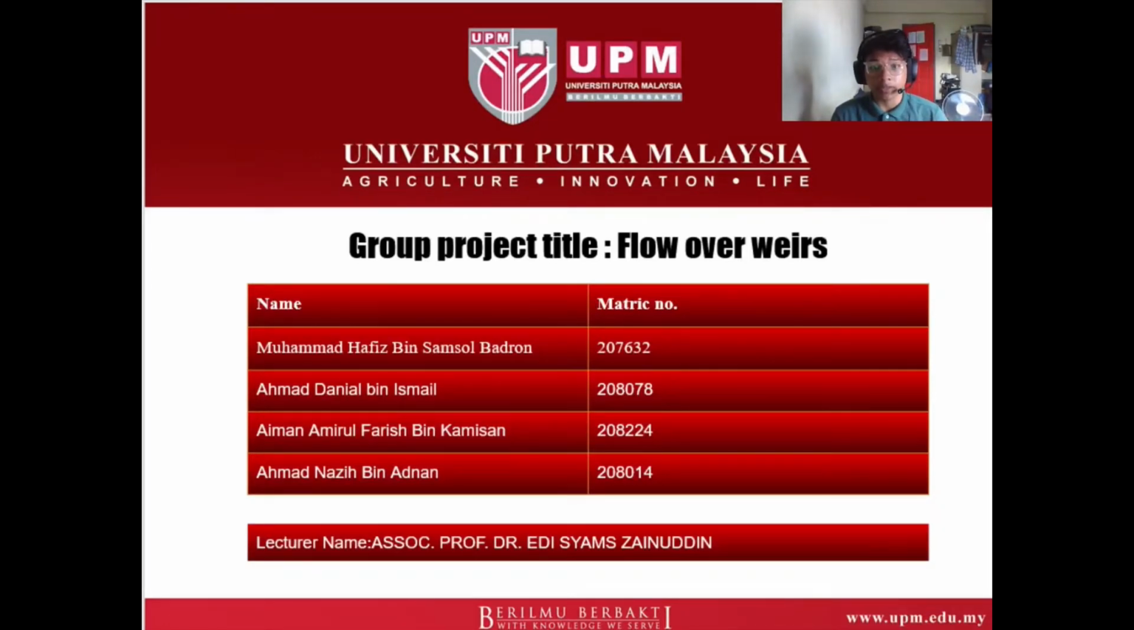Today we are going to present about the flow over weir for our own applications. Our team consists of 4 persons, which is me, Muhammad Hafiz bin Sam Sabadra with matrix number 207030, Ahmad Dini bin Ismail 208078, Aiman Amir Farish bin Kamisan 208224, and Ahmad Nazir bin Adnan 208014.